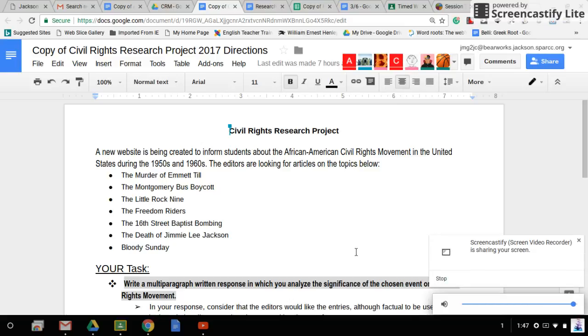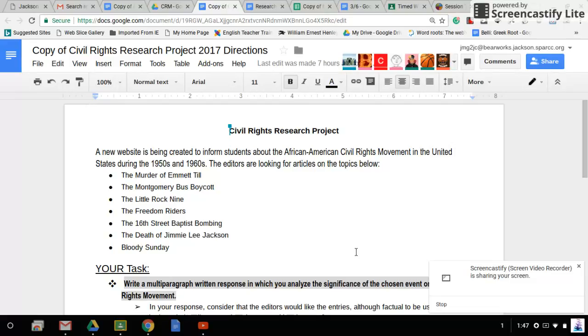So you've now filled in your chart. You've gathered information about the event that you chose, and now it's time to put it together into your web page.